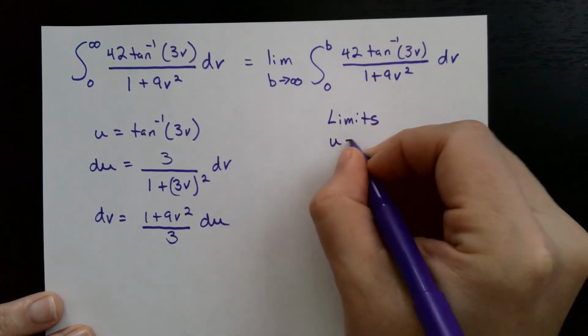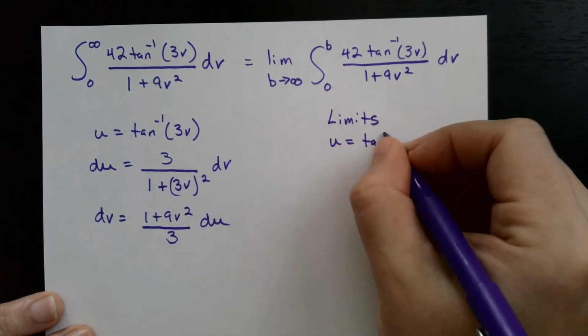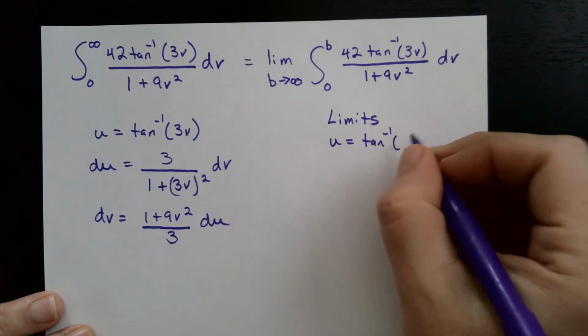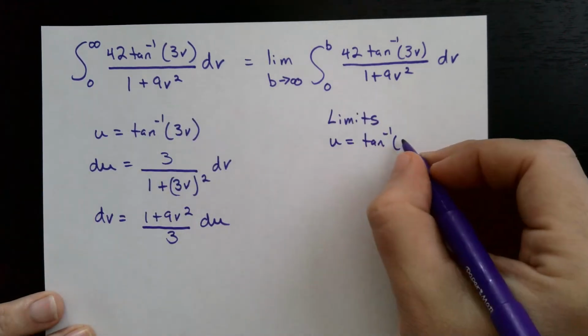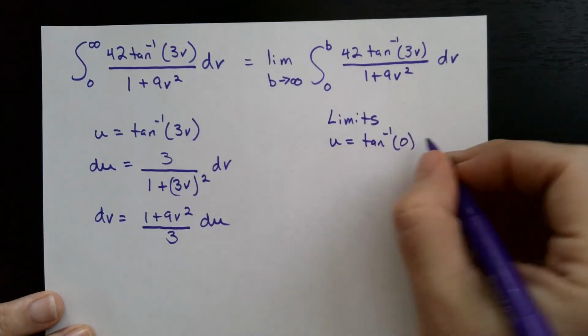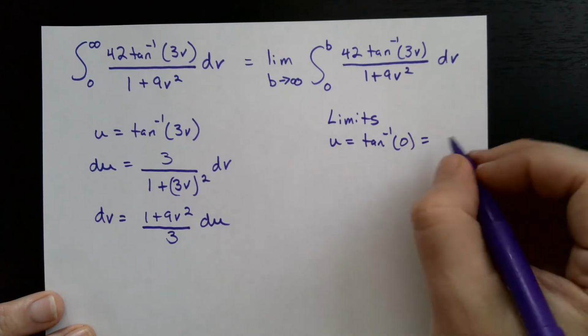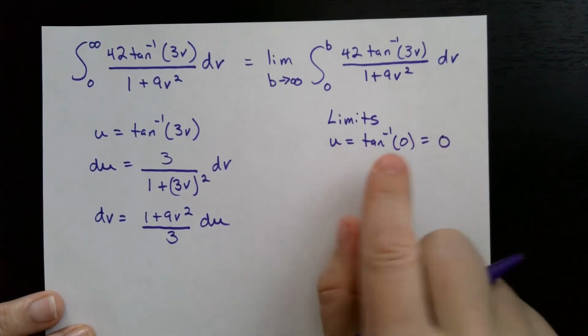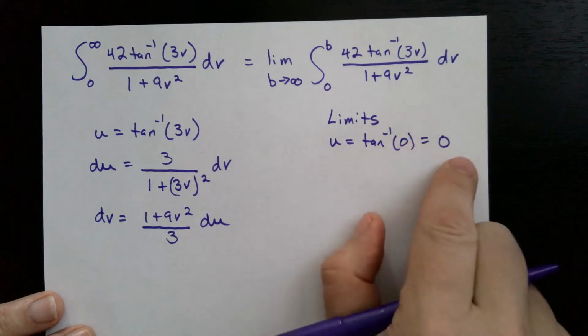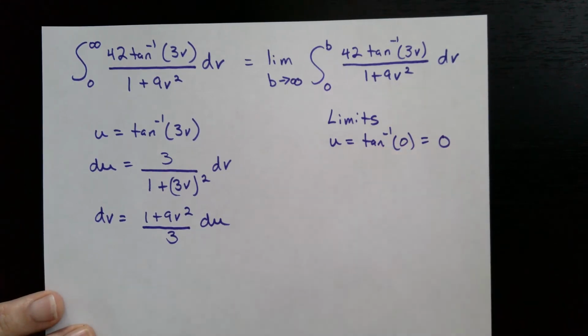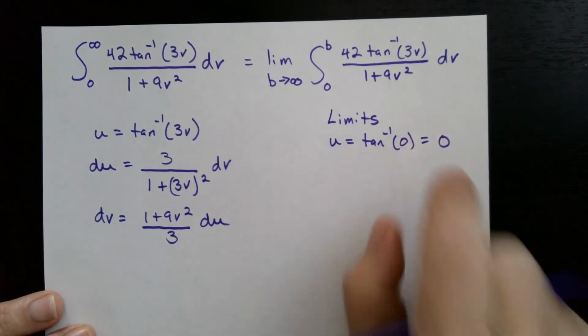So if I have u is equal to inverse tangent of 3v, I'm going to plug in the lower limit, so 3 times 0, which is 0. And inverse tangent of 0 is 0. And that's because if you plug in a 0 into tangent, you get a 0 out. So the inverse tangent of 0 is 0.